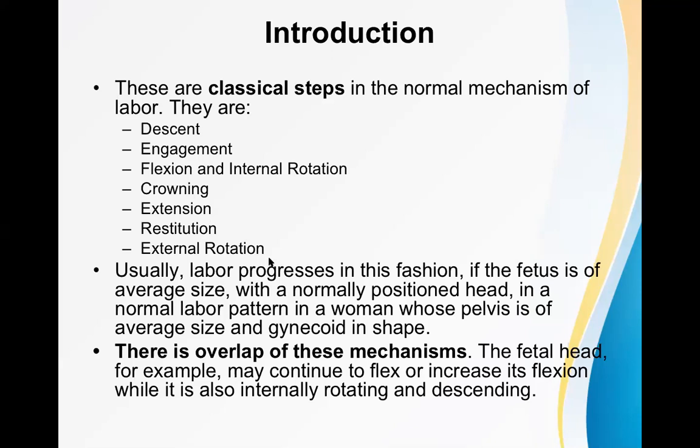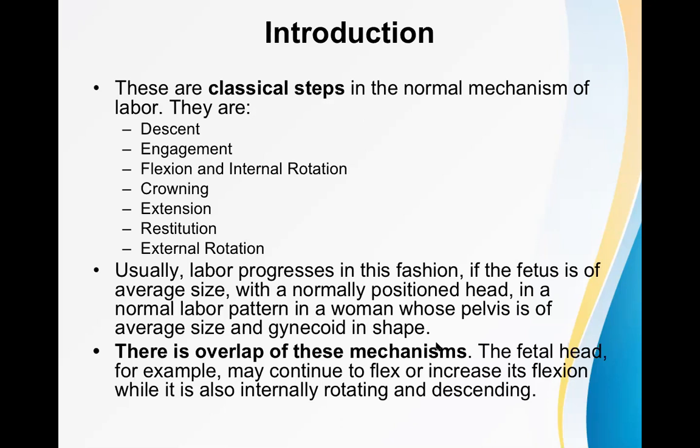So let's say vertex presentation, or cephalic presentation, is the most common type of presentation. So let's take the example of the head and then discuss all of this. Descent of the fetal head, engagement, flexion and internal rotation, crowning, extension, restitution, and external rotation. Usually, labor progresses in this fashion if the fetus is of average size, with a normally positioned head, in a normal labor pattern, in a woman whose pelvis is of average size and gynecoid in shape. So if everything is normal, then only this can happen.